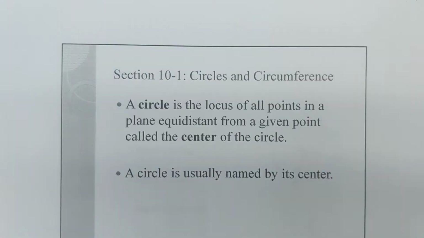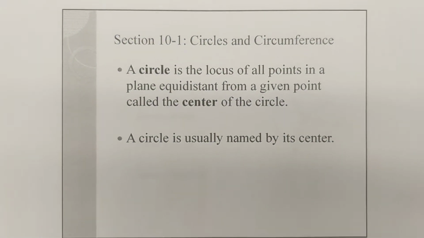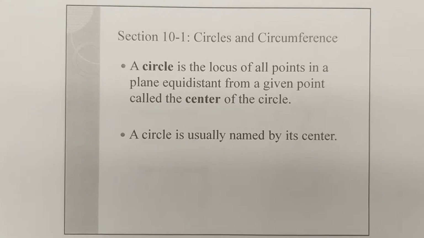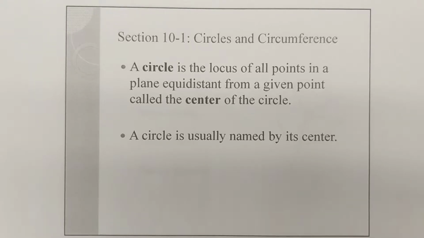pi. So here we've got the math definition of a circle as the locus of all points in a plane equidistant from a given point called the center of the circle. What that just means is the shape of the circle is defined by the distance from the center, which is the radius of the circle. So all the points on the edge of the circle are the same distance from the center of the circle.